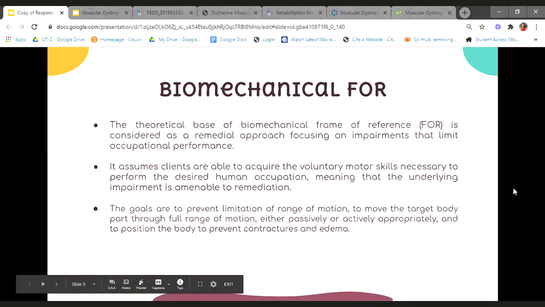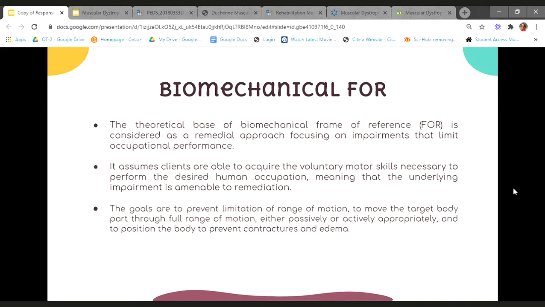So to start off, the biomechanical frame of reference is considered a remedial approach focusing on impairments that limit occupational performance. So occupational performance, as we all know, refers to the ability to satisfactorily perform activities that are purposeful and goal-directed. So it would assume that if a client engages in occupations and activities that are therapeutic, it may remediate the underlying impairment of a client, which results in an improvement in occupational performance.